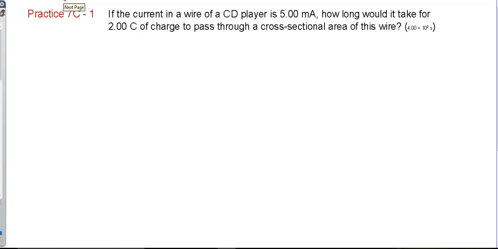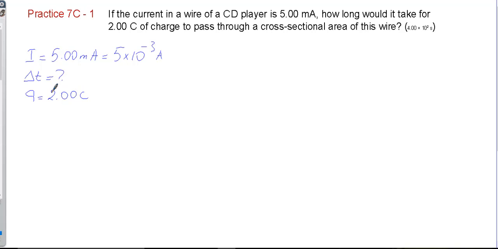The first one: if the current in a wire of a CD player is 5 milliampere, the current is given as I equals 5.0 milliampere, and when we change it to ampere it will be 10 to the power of minus 3 ampere. Then it asks how long it will take for 2 coulomb of charge to pass through that cross-section area. Q is given as 2.00 coulomb.